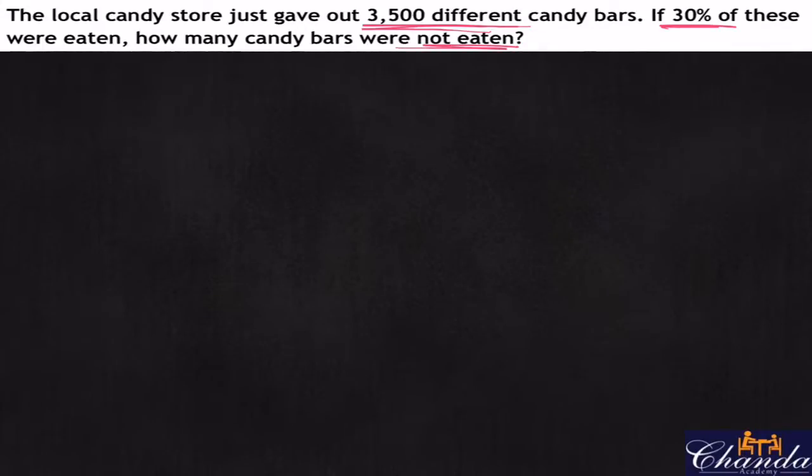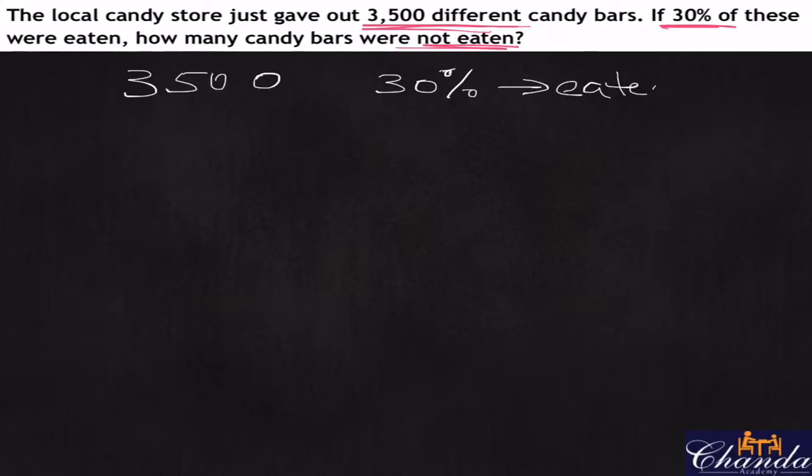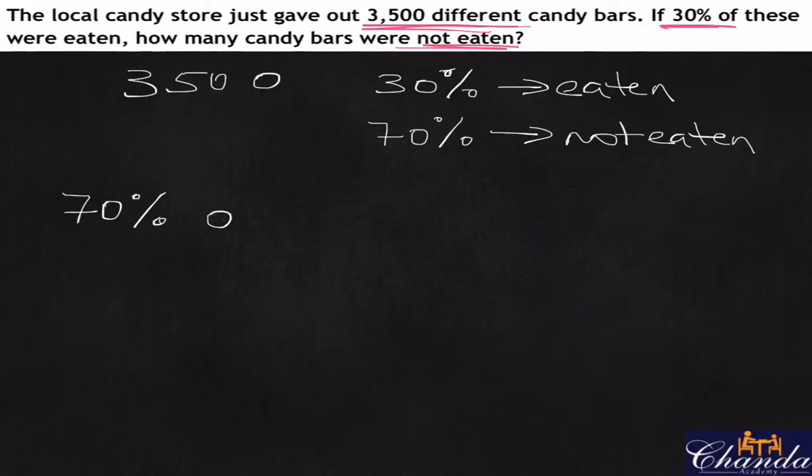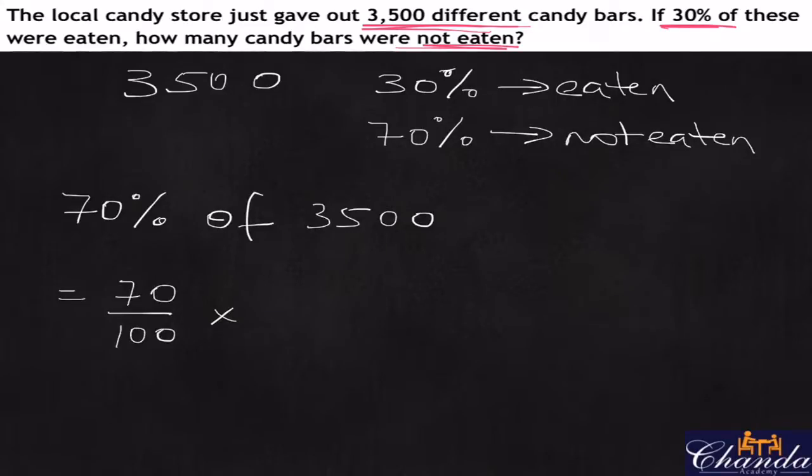So let's just quickly rewrite this question. So we have 3,500 candy bars, 30% have been eaten, which tells me that 70%, which is basically just 100 minus the 30, is not eaten, and which is the part that we need to work with. So 70% of the 3,500 candy bars were not eaten. So 70% is simply 70 over 100. Of is multiplication, and then we have 3,500.